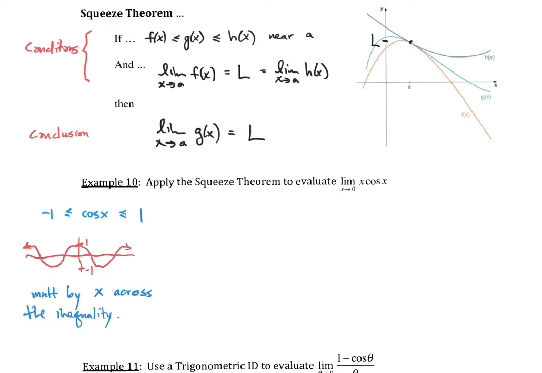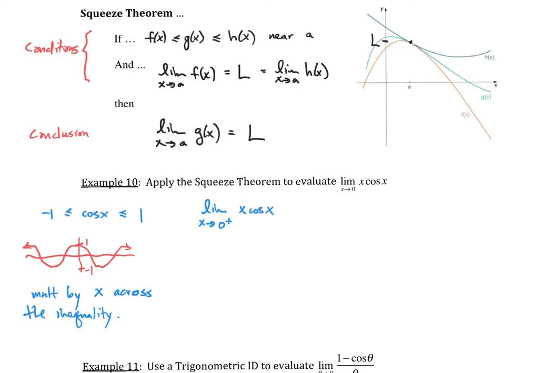Now we have a slight issue here. When you multiply by a negative number, it's going to reverse the direction of the inequality. And when you multiply by a positive number, it's going to maintain the inequality. So what I'm really going to do is I'm going to split this up into two pieces. I'm going to calculate the limit as x approaches 0 from the positive side of x cosine of x first.